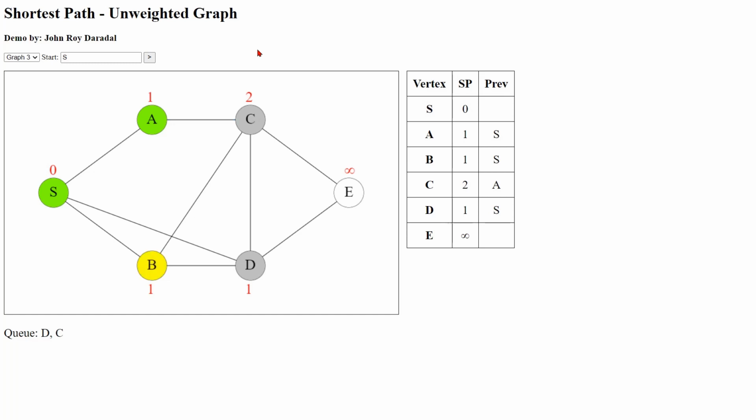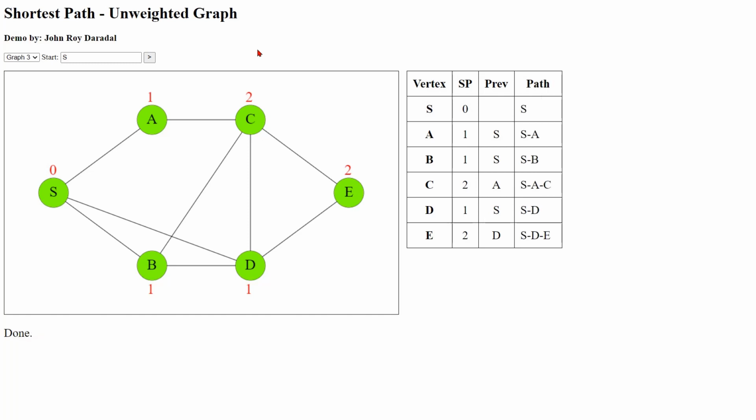And then B doesn't have any new unexplored neighbor, so we'll just skip that. D has an unexplored neighbor E, so we'll update that to 2 also, right? And then for C and E, no more new unexplored neighbor, so we'll stop there. And then to compute the actual path, just follow the previous backtrace again. Okay, so that's it for shortest path in unweighted graphs.